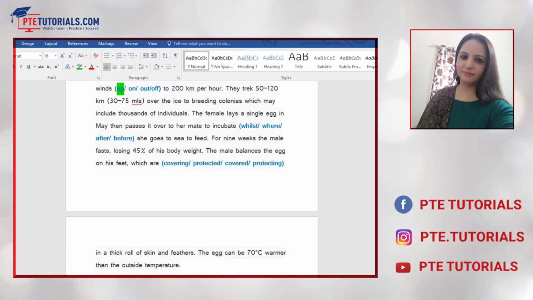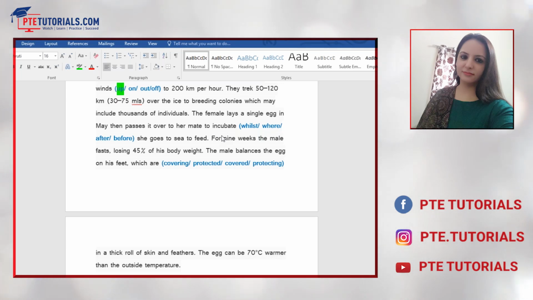Next. The male balances the egg on his feet, which are dash. With "are," you can write a gerund, as well as you can write the third form of the verb. First form plus ing and third form of the verb. And I have all the four options in the combination of these two things. But now it is dependent upon the choice.